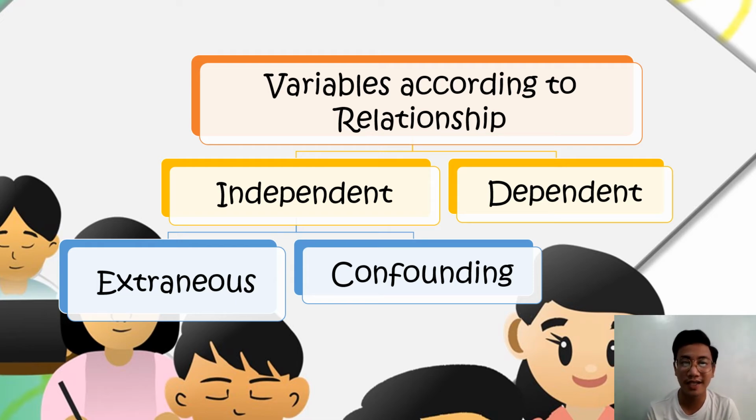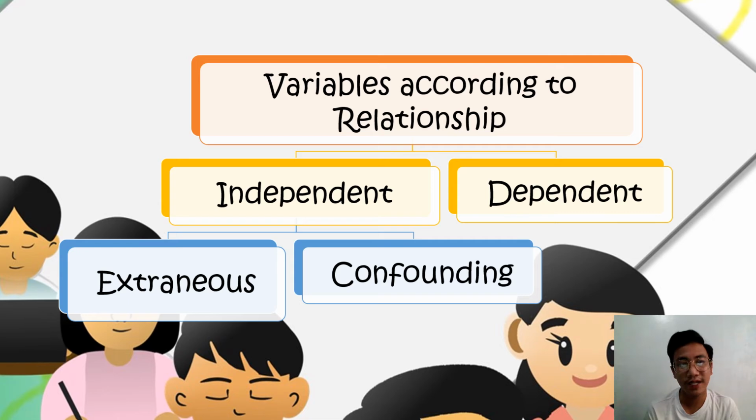So those are the categories or the classifications of variables according to relationship. We only have two, the independent and dependent. At lilitaw lang as the independent variable, yung extraneous variable. Pag hindi mo na-control ang extraneous variable, it is considered now as confounding variable.